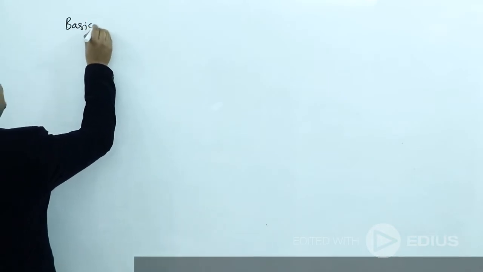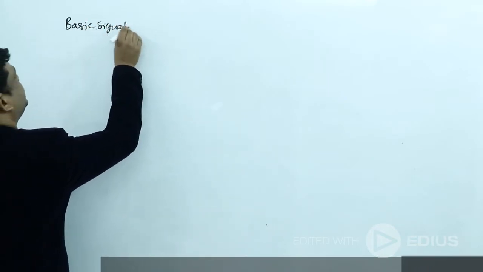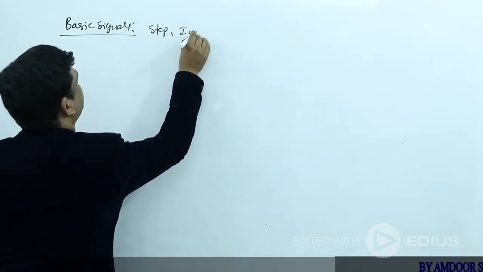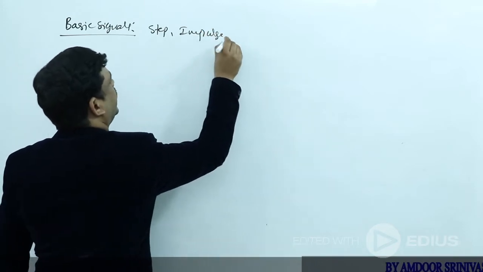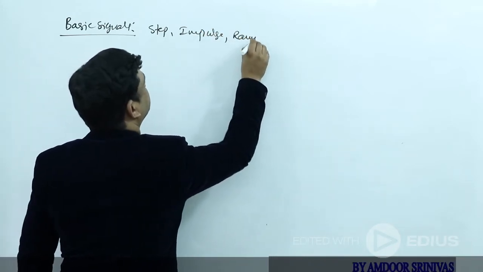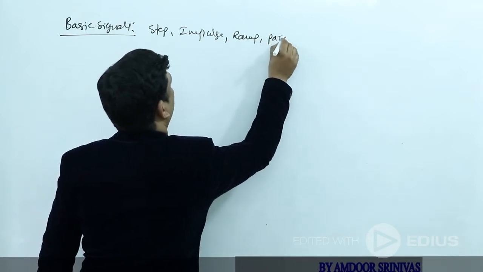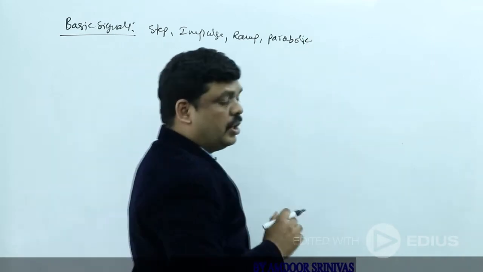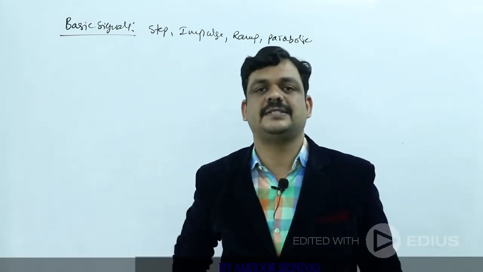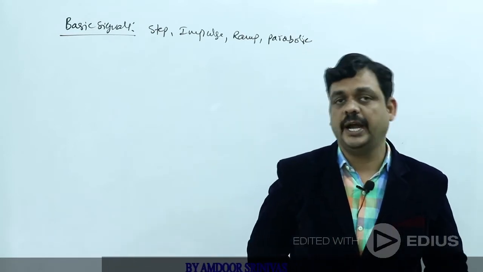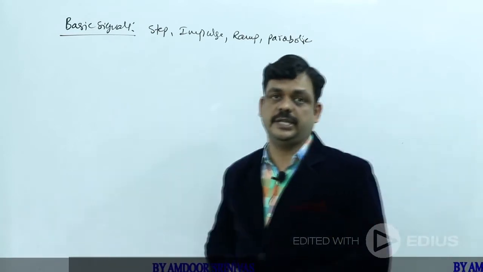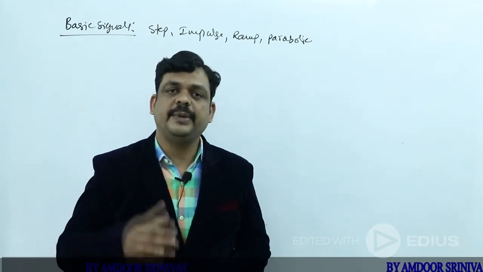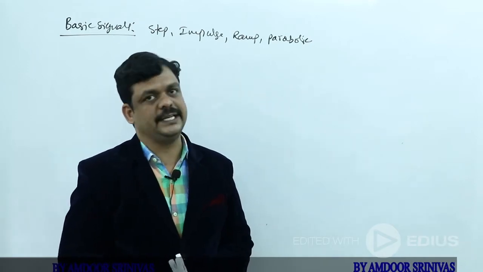The basic signals are the step signal, impulse signal, ramp signal, and one more, parabolic. So these signals are called basic signals, and these are also called standard inputs or basic inputs. Other names for these signals are elementary signals and singularity functions.